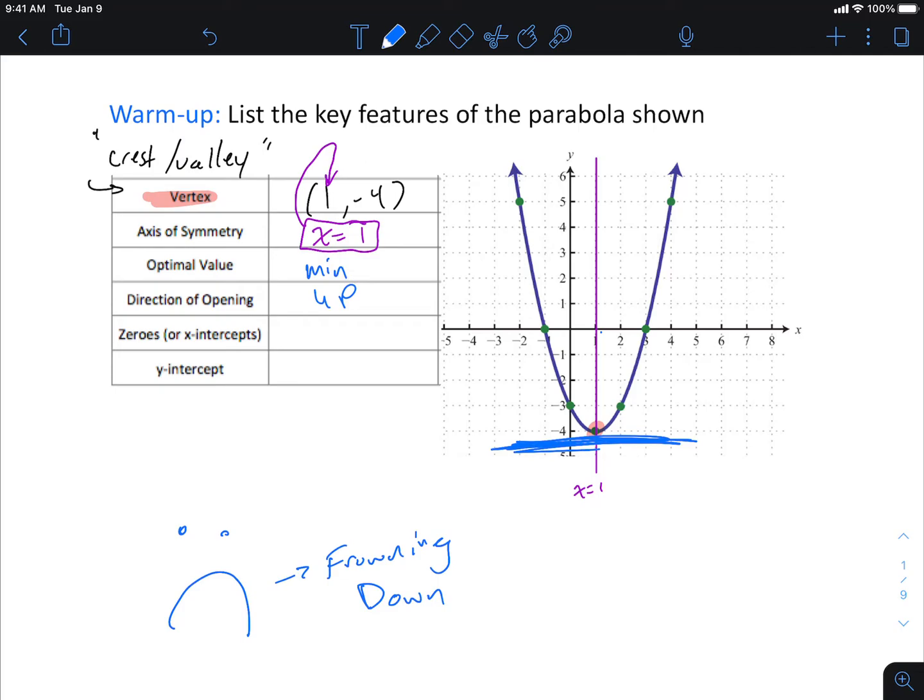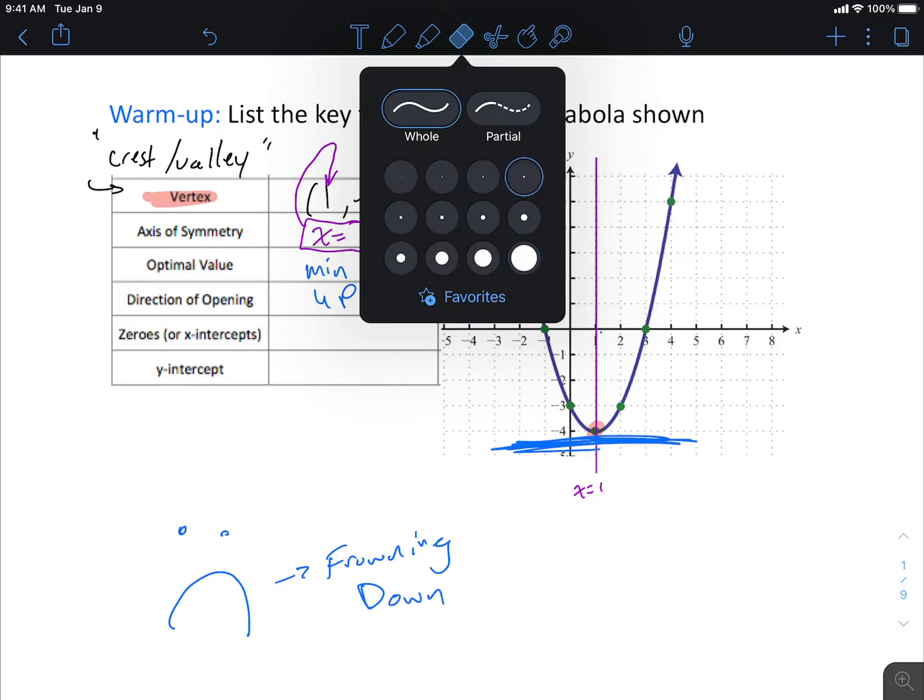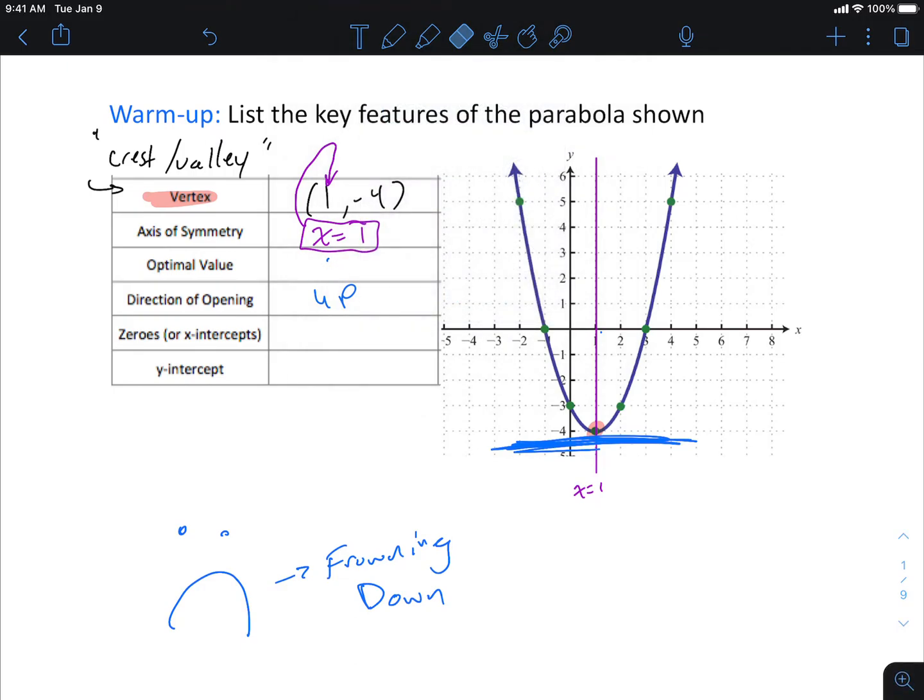What is the minimum value? I'm going to save myself some space here. We're going to say, okay, there's a minimum. The minimum value is -4. I'm going to write some words too. Min of -4, okay? And that's probably good. Okay, it's a minimum of -4 because it only goes to -4.